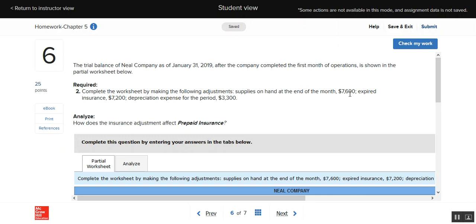Supplies on hand at the end of the month. So we're going to have a supplies adjustment. We've got some insurance that's expired, so we have to adjust our prepaid insurance, and we have some depreciation.